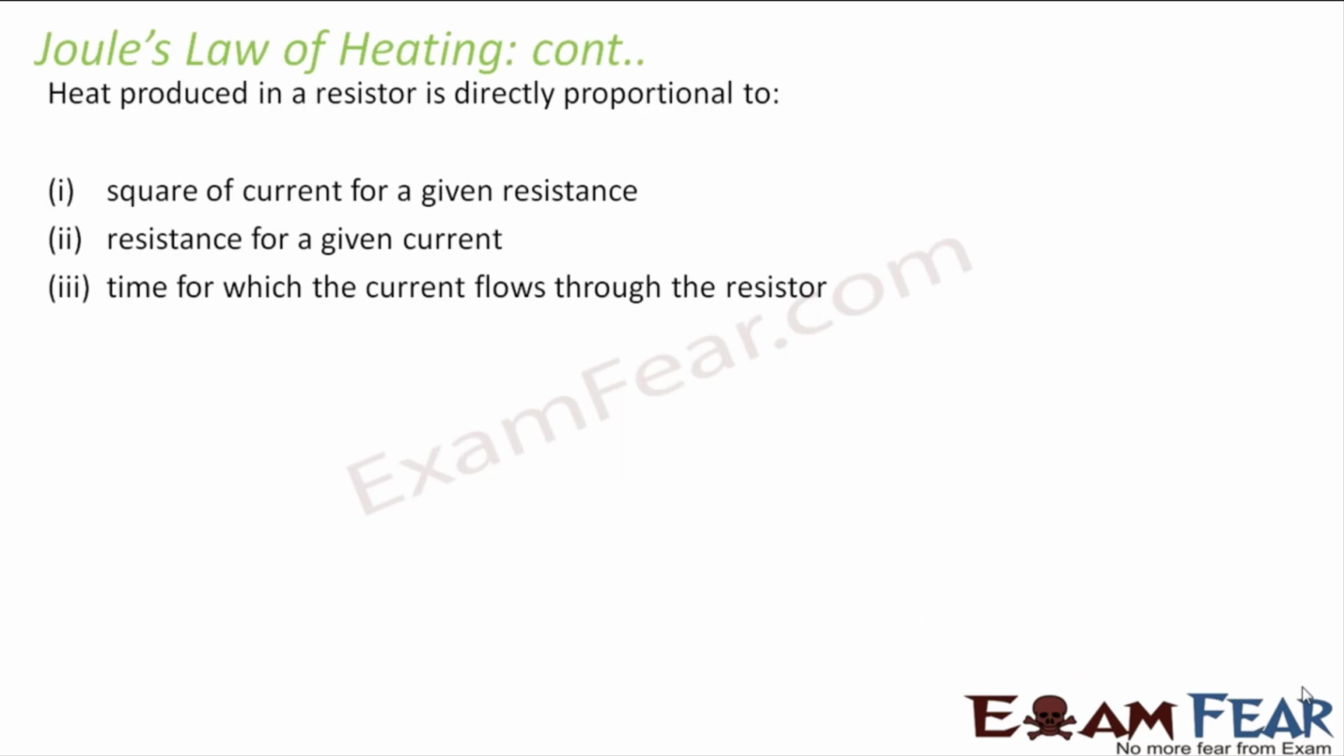From Joule's law of heating, what did we conclude? We conclude that the heat produced in a resistor is directly proportional to the square of the current, because H is equal to I squared RT. It is proportional to the value of resistance for a given current. It is directly proportional to the time for which the current flows through the resistor. This also tells us that if current keeps on flowing through a circuit, the resistor gets heated up gradually, right? Because some amount of heat is getting produced across the resistor. So the resistor will get heated up in due course of time.